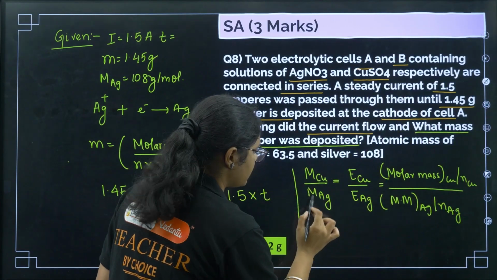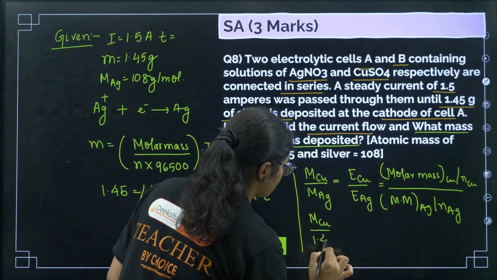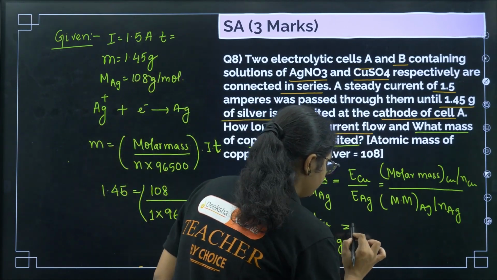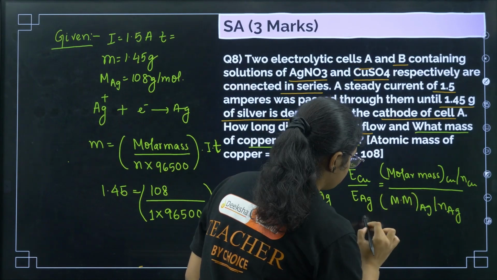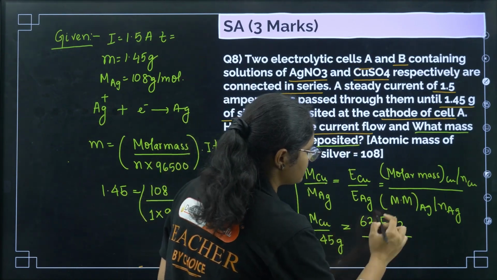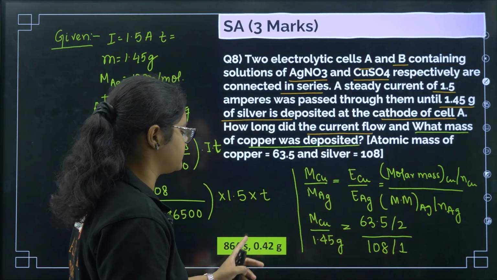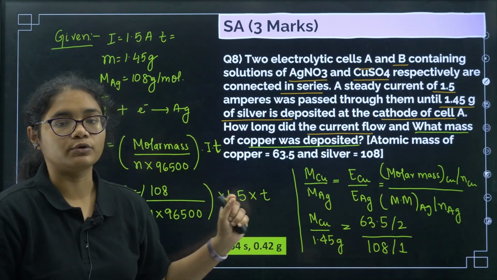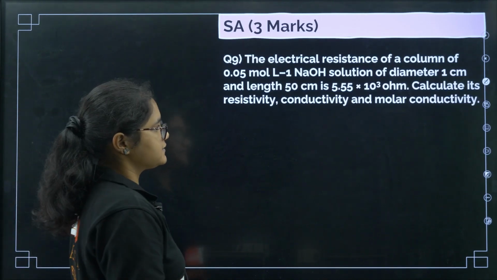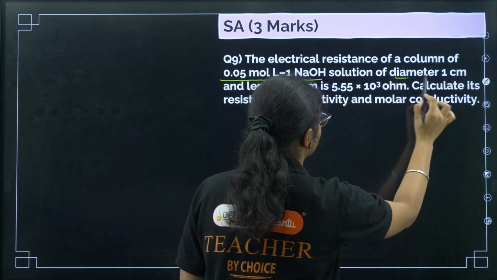Okay, let us calculate the mass of copper deposited. Mass of silver deposited is 1.45 gram, already given. Next we have molar mass of copper, that is 63.5 divided by 2, then molar mass of silver, 108 divided by 1. Once you solve this and find the mass of copper, it will be around 0.42 grams. Clear?